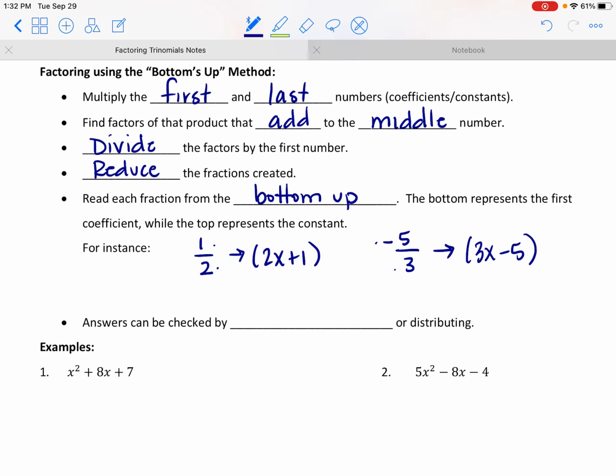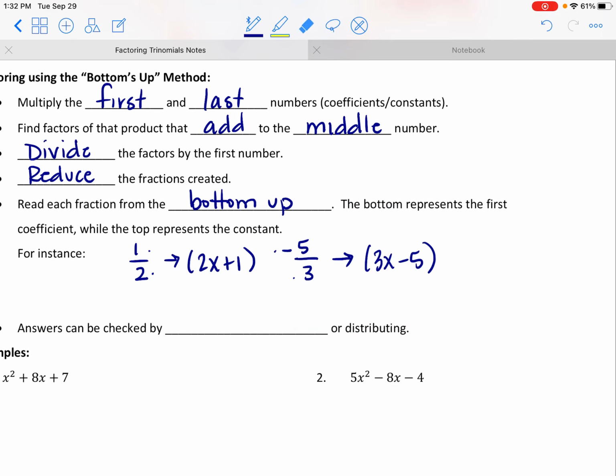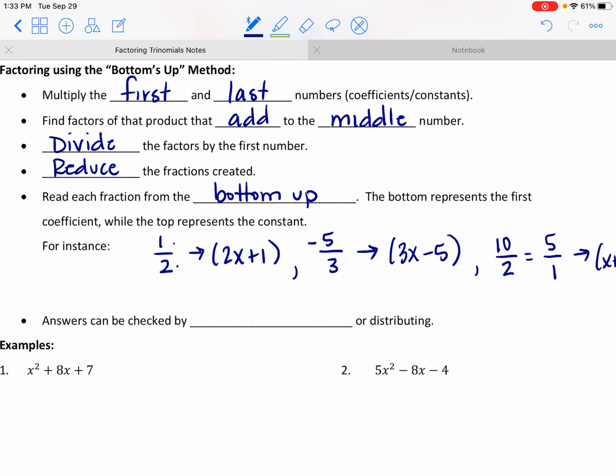All right, and then if you had a whole number, sometimes you end up reducing. Sorry, I should have changed colors. Or if you had something like 10 over 2 that reduced to 5, you still want to look at the 5 as 5 over 1. Okay? So even though it just reduces to 5, look at it as 5 over 1, and that would become a 1x plus 5. Okay? That fit there? Just barely?